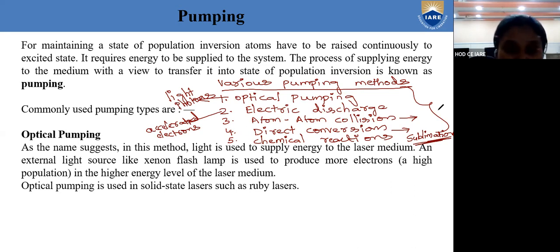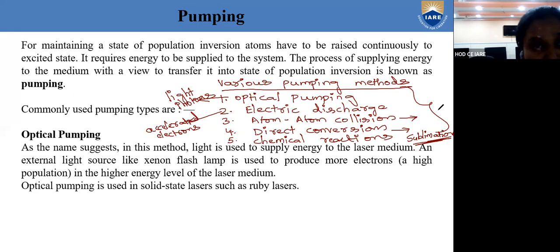And another method is chemical reactions. I think you must have heard about exothermic reactions and endothermic reactions. Some chemical reactions need energy, whereas some reactions release energy. So suppose you take two atoms in the ground state; when they are chemically combined, they'll give us a molecule, but that molecule will be in an excited state. That process is called chemical reactions. So using chemical reactions also, you can produce an atom or molecule which has got energy. So these are different pumping methods.